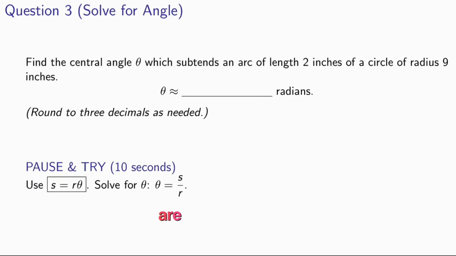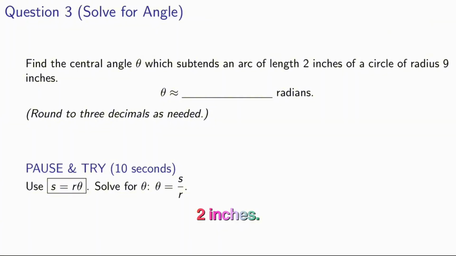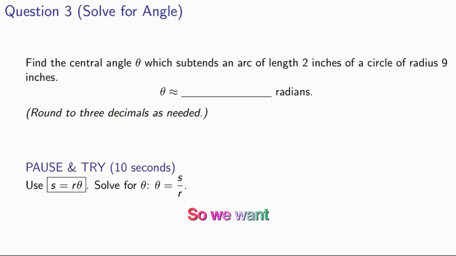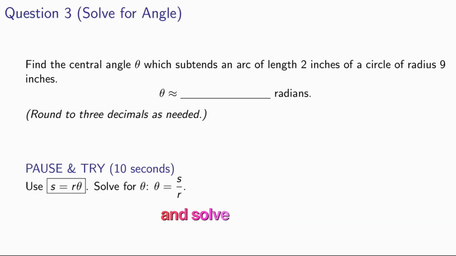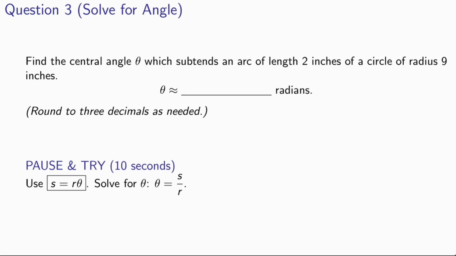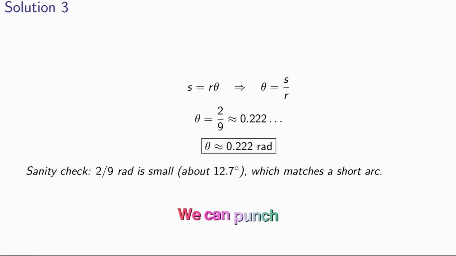In question 3, we are given arc length and radius, and we need the angle theta. Arc length is 2 inches, radius is 9 units. So we want to find theta in radians rounded to 3 decimal places. You can pause and try, use S equals radius multiplied by theta and solve for theta. Let's try it together. From S equals radius multiplied by theta, we can divide throughout by the radius, so that theta is S over radius. So we have 2/9. You can punch this into a calculator, which is 0.222.